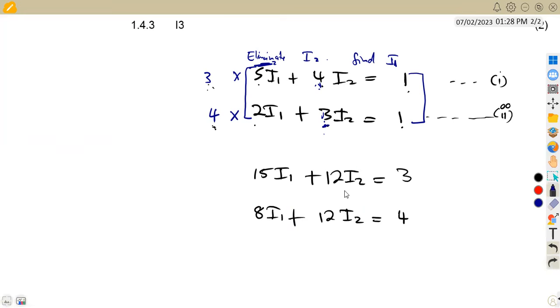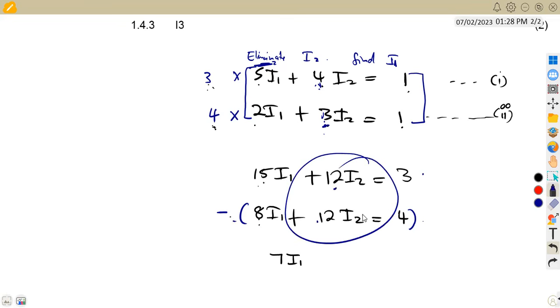So we can eliminate I2 by subtracting. This is our equation 1, equation 2. So if we subtract, we are going to have 15 I1 minus 8 I1, which is 7 I1. Here we have eliminated 12 minus 12, that's a 0. So meaning this is no longer there.